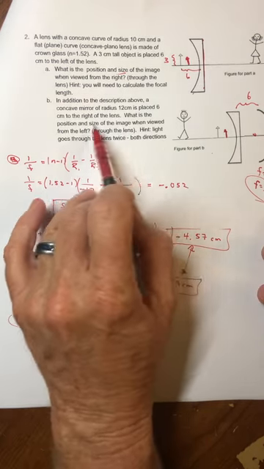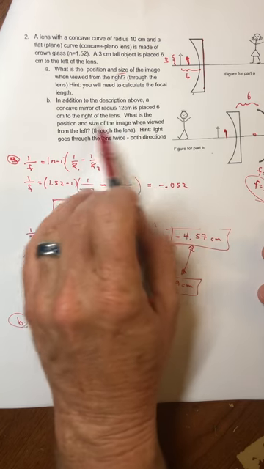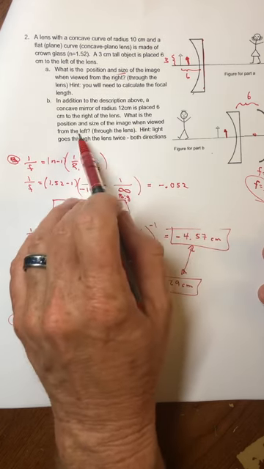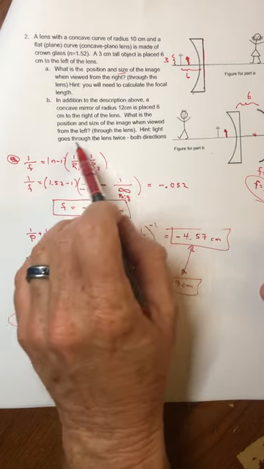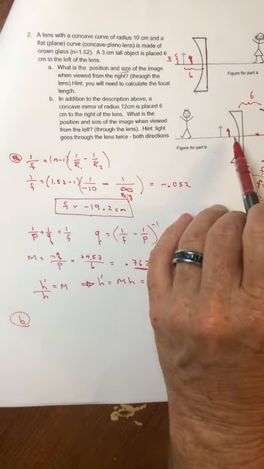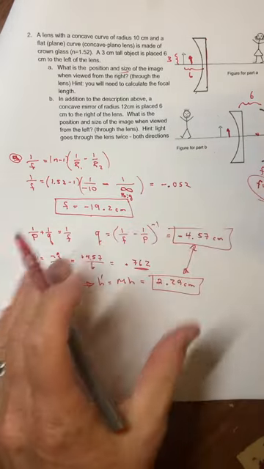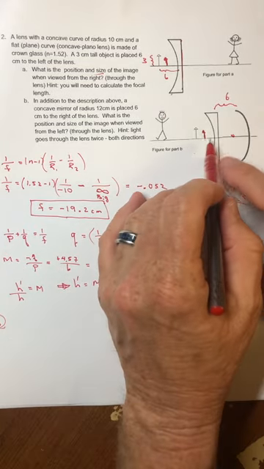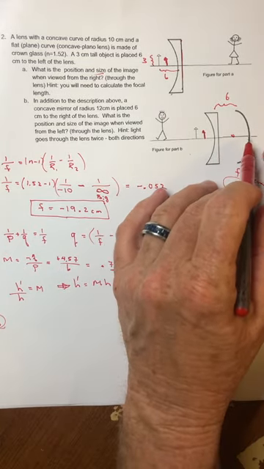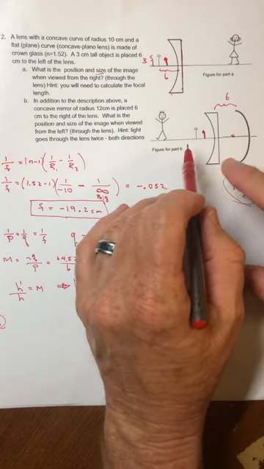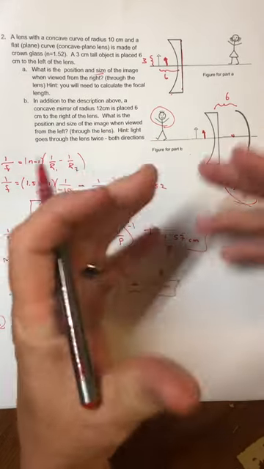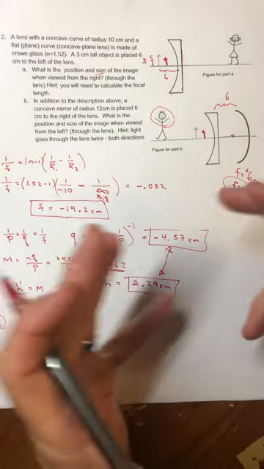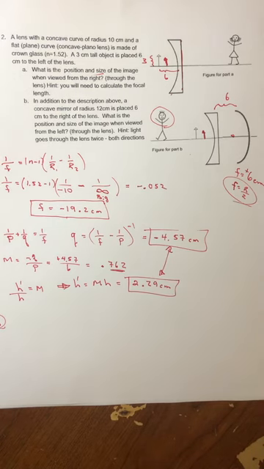Because here's kind of the hint in this problem. When it asks for what is the position and the size of the image when viewed from the left, that is, viewed through the lens, there's a nice little hint. The light goes through the lens twice. In other words, this is really 3 optical elements. The light goes through the lens, there's 1, hits the mirror, there's 2, bounces back, goes through the lens again, there's 3. And so this person over here is going to see the effect of the lens twice, as well as the mirror. And so we really have 2 more calculations to do.